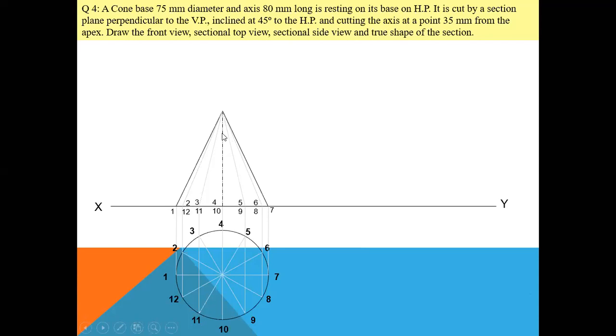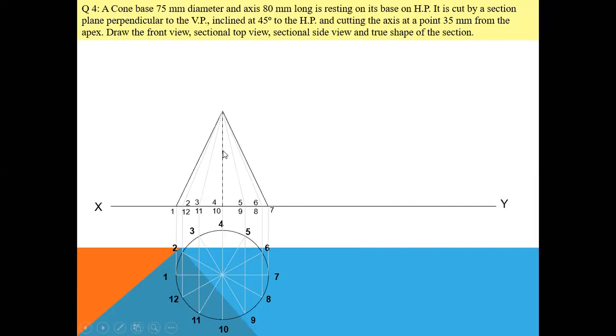In which manner? In such a way that the section plane you are taking is inclined 45 degrees to HP and cutting the axis at a point 35 mm from the apex. Apex means this top point. This point is known as apex. From the apex you have to go down on this middle line. How much will you go down? You will go down 35 mm, that means 3.5 centimeter.